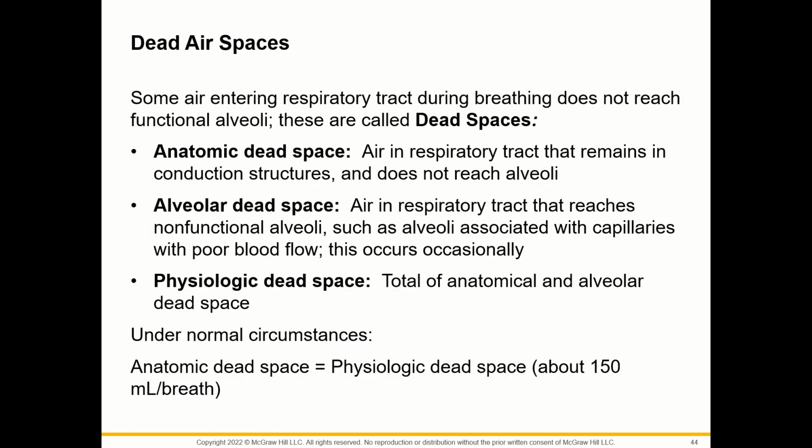All right, moving forward. Dead air. So anatomic dead space is air in the respiratory tract that remains in conduction structures. It doesn't reach the alveoli. Alveolar dead space is air in the respiratory tract that reaches non-functional alveoli, such as alveoli associated with capillaries with poor blood flow, and this occurs occasionally. And the physiological dead space is the total of anatomical and alveolar dead space. And so anatomic dead space equals physiological dead space, which is about 150 milliliters per breath.